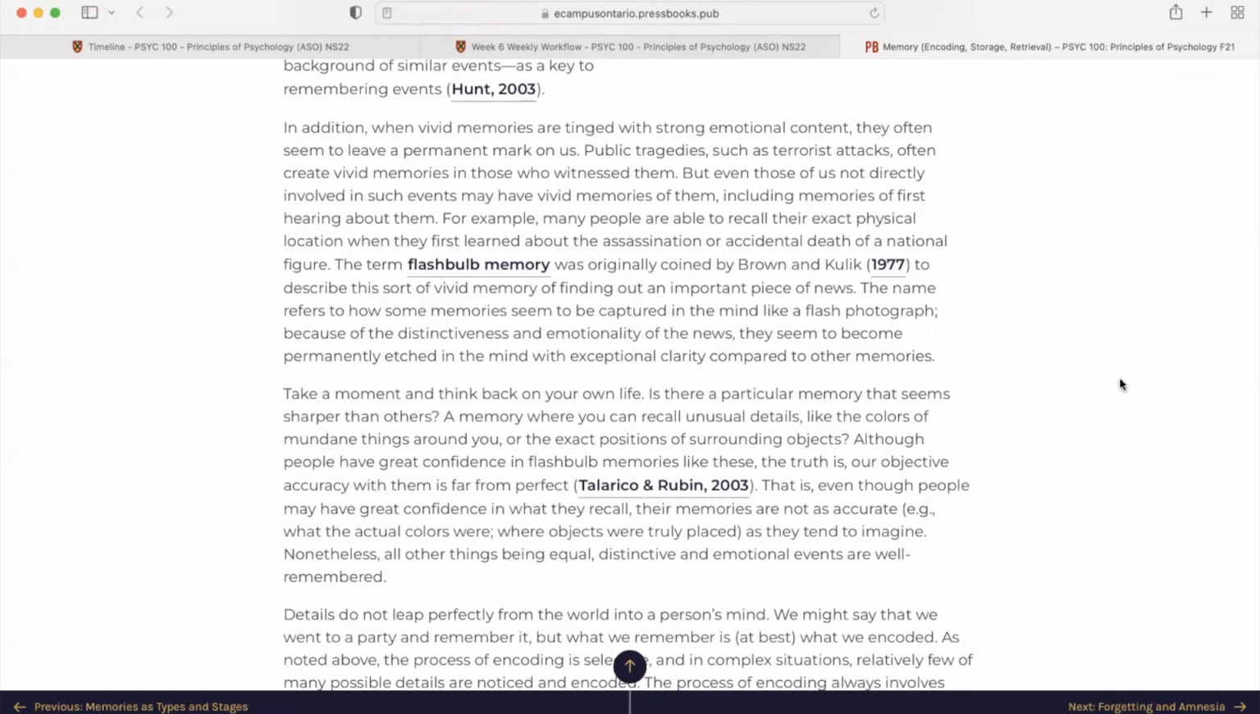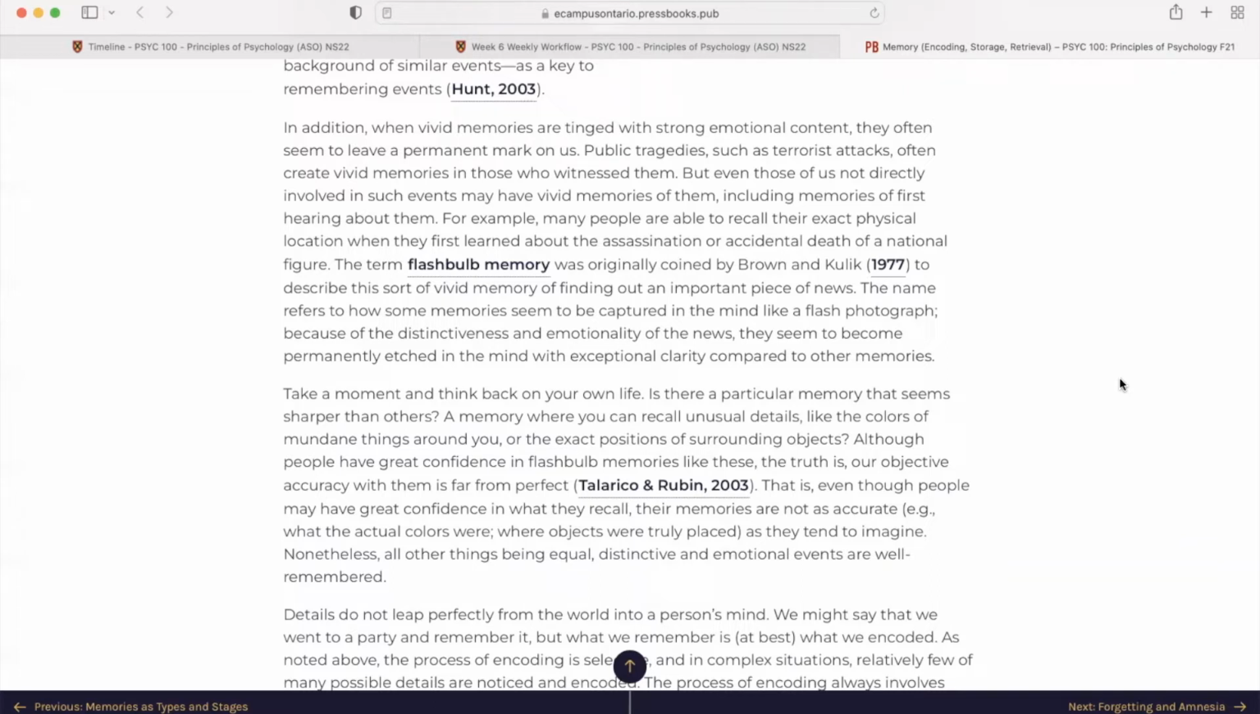The term flashbulb memory was originally coined by Brown and Kulik to describe this sort of vivid memory of finding out an important piece of news. The name refers to how some memories seem to be captured in the mind like a flash photograph because of the distinctiveness and emotionality of the news. They seem to become permanently etched in the mind with exceptional clarity compared to other memories.